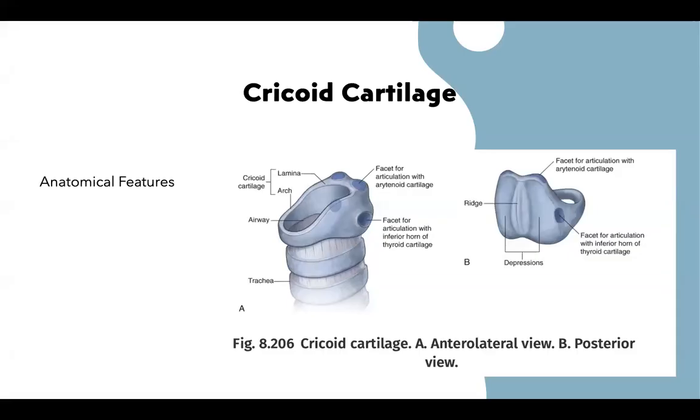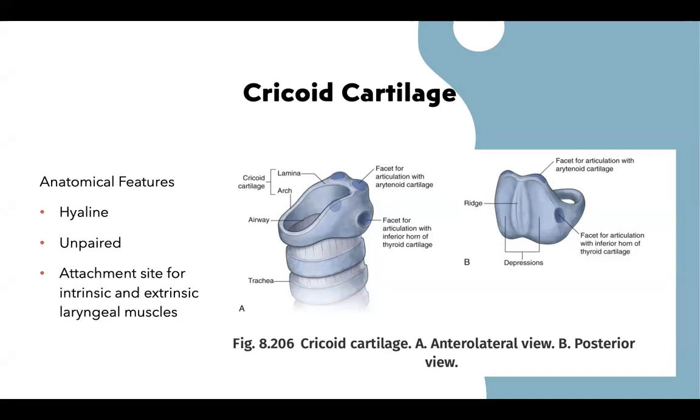So our first objective is talking about some features of cricoid cartilage. It's a hyaline cartilage. It's unpaired, so it's a single cartilage, and it's the major attachment site for intrinsic and extrinsic laryngeal muscles. It is the most inferior of laryngeal cartilages. It sits at the level of C6, cervical vertebra number 6, and completely encircles the airway. It's shaped like a ring.